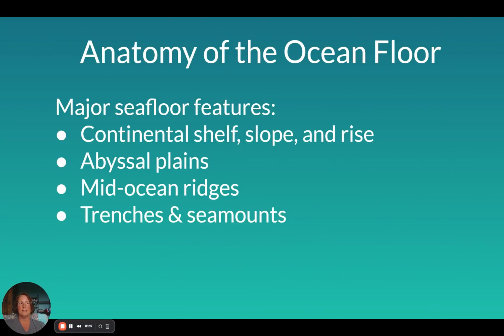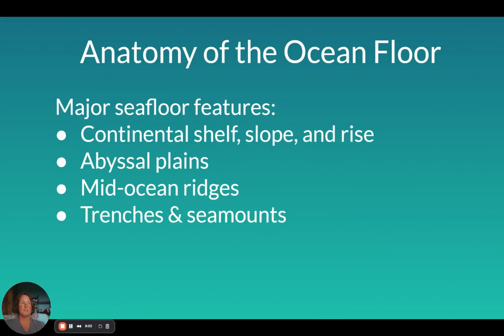We have abyssal plains, which are flat, deep ocean, some of the flattest areas in the entire Earth. We have mid-ocean ridges. We've talked about those a bit already, but those are essentially long underwater mountain chains. We also have trenches that are going to be narrow depressions, like a canyon. And we have seamounts, and those are more like underwater volcanoes. So obviously, those are all important, and they're all caused by plate tectonics crashing together or pulling apart or sliding past each other over time.